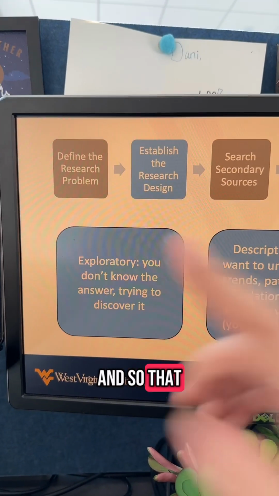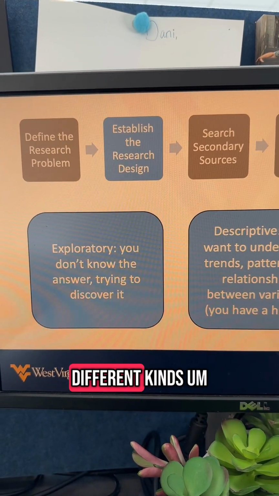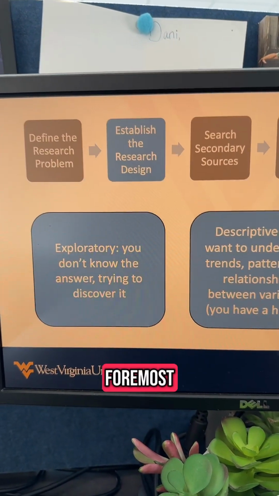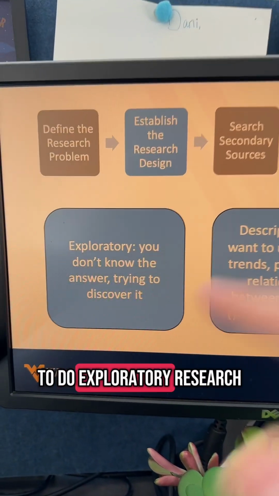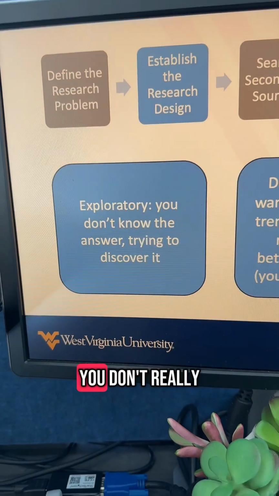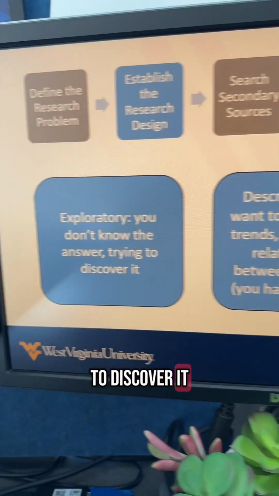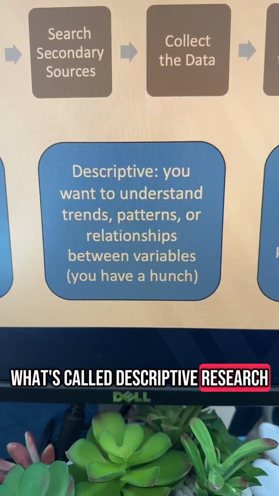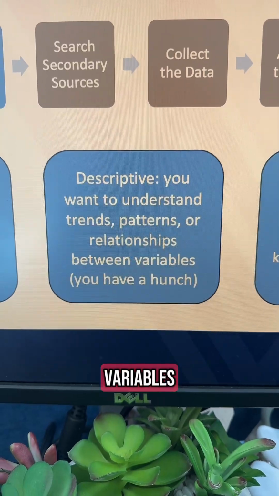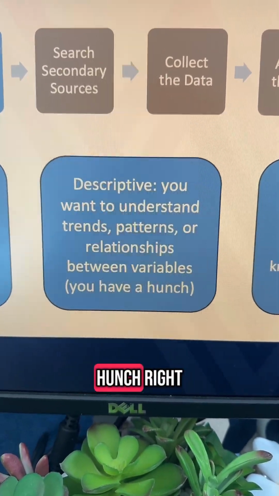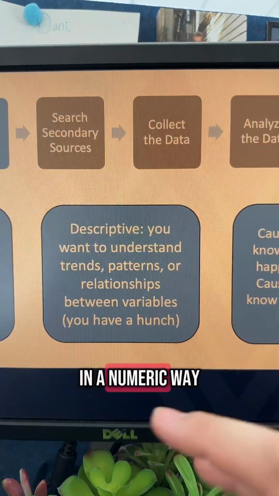And so that question is also going to guide you in what your research design is. There are a lot of different kinds, but first and foremost, you need to understand what type of research you're trying to conduct. Do you want to do exploratory research? This happens where you don't really know the answer to your question, and you're trying to discover it. Then you have descriptive research, where you want to understand trends, patterns, and relationships between variables. So you have a hunch, right? You want to describe what is going on, probably in a numeric way.